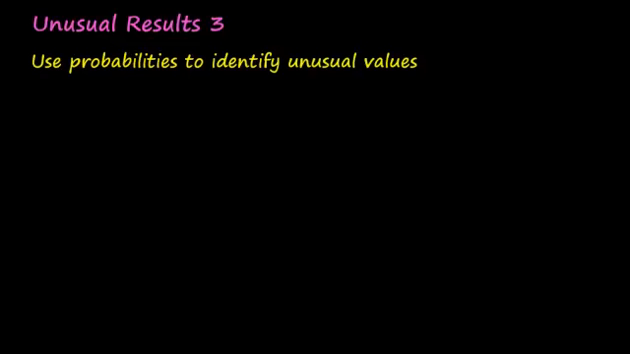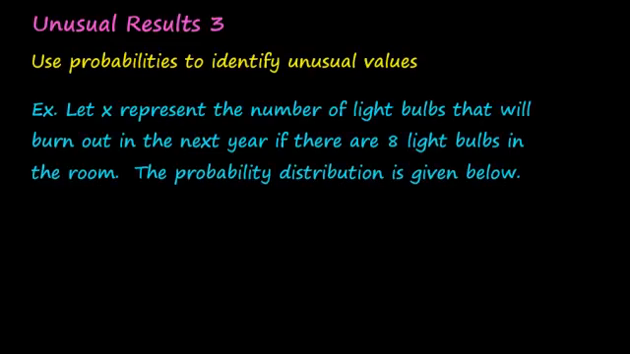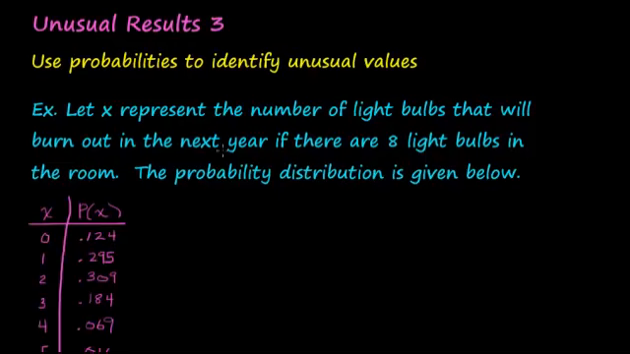In this video, we want to use probabilities to identify unusual results. We'll go back to our same example where X represents the number of light bulbs that will burn out in the next year if there are 8 light bulbs in the room. And this time, instead of being given the mean and the standard deviation of the probability distribution, we are given the probability distribution itself. This has already been determined.